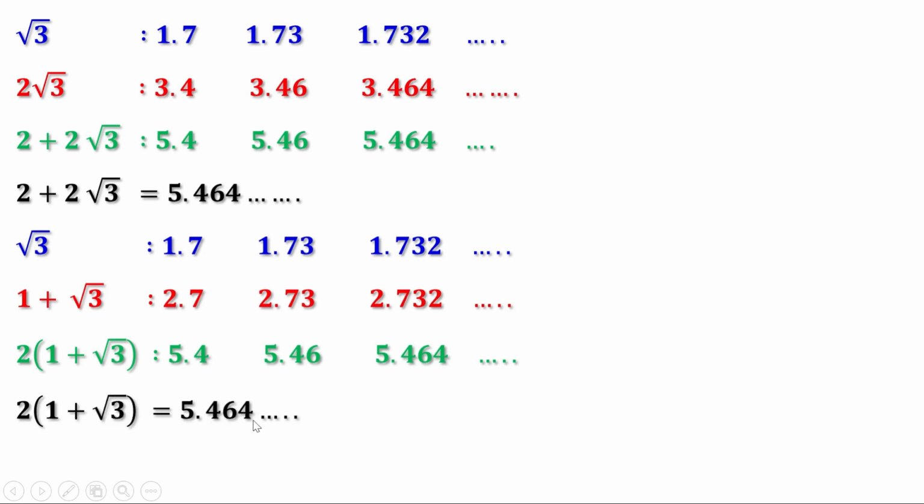Now look at these two expressions. 2 plus 2 root 3 equals 5.464 etc. 2 into 1 plus root 3 equals 5.464 etc. That means they are equal. So we can say 2 plus 2 root 3 is equal to 2 into 1 plus root 3. That means as with the other numbers, here also we can take 2 as a common factor and we can write 2 plus 2 root 3 is equal to 2 into 1 plus root 3.